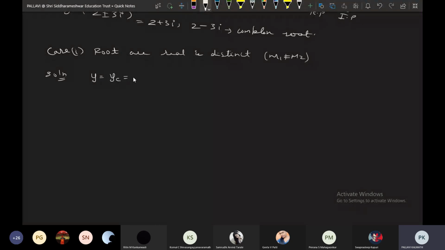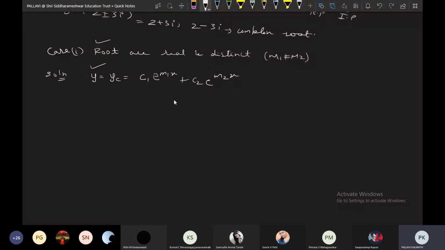So when you have roots real and distinct, the solution for the differential equation, y, is nothing but the complementary function yc, written as c1. Since it is second order, you are going to get two constants, c1 and c2. So c1 into e raised to m1x plus c2 into e raised to m2x. Please remember this. When your roots are real and distinct, how do you write the solution? c1 into e raised to m1x plus c2 into e raised to m2x. Is it clear? If only two roots are there, you will consider only m1 and m2.